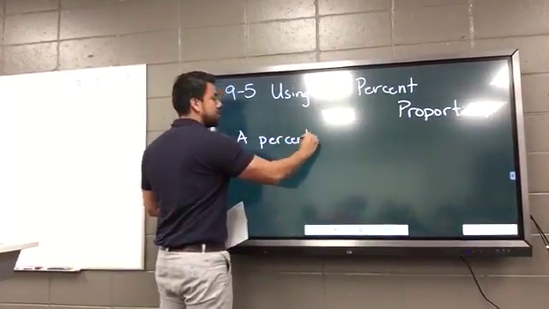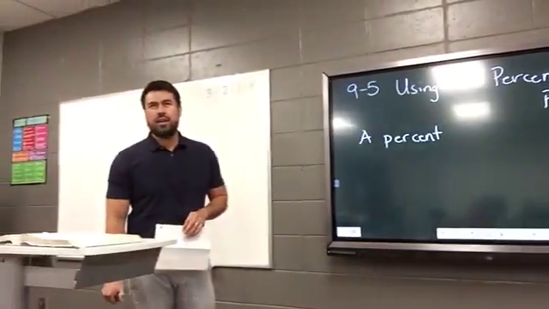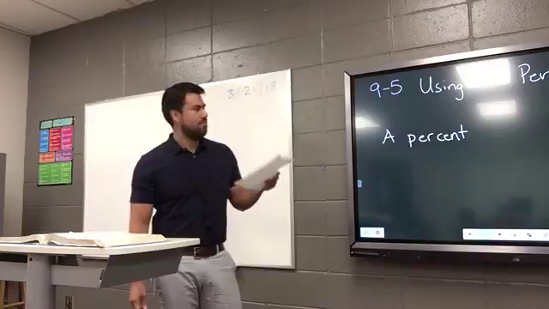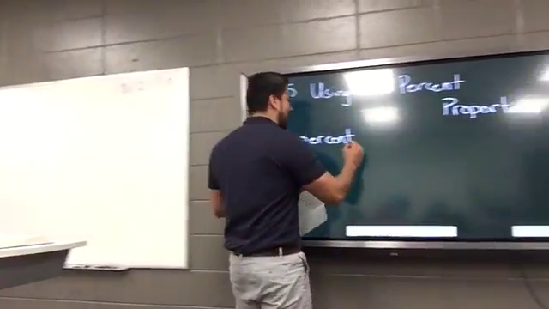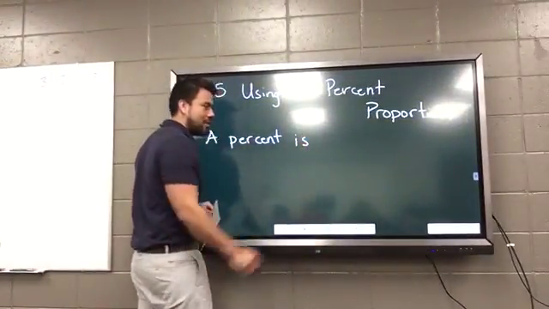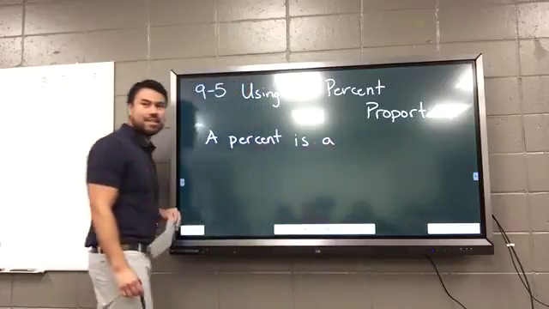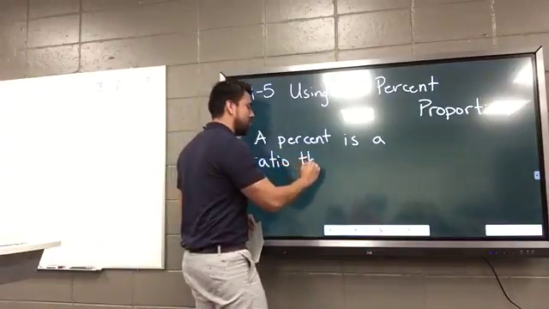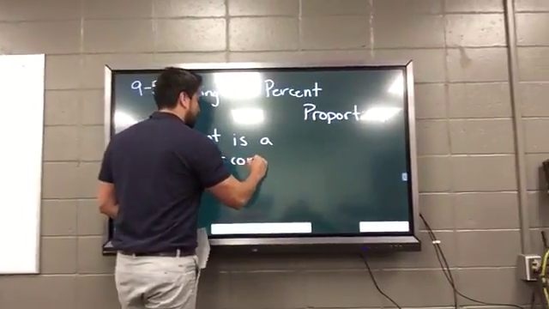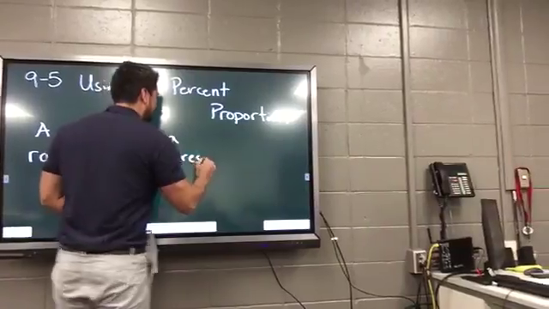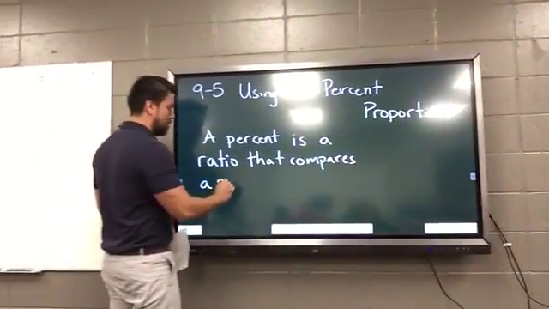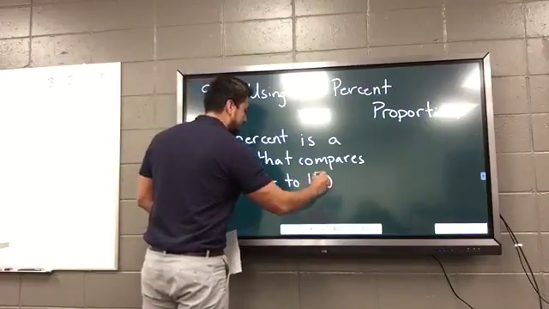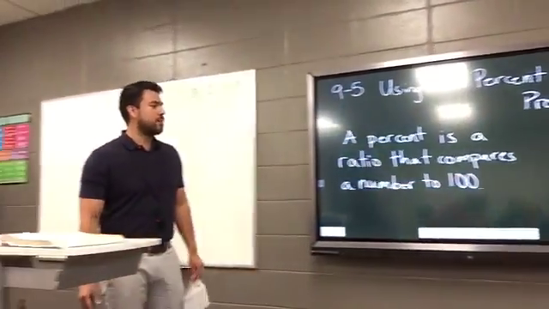Here's where we're going to tie it into the chapter, because what's this chapter all about? It's about ratios, proportions. What does percent have to do with it? A percent, do you know what it is? Someone said it. It's a ratio. It's a comparison of two numbers that compares a number to what? 100. That's it. That's all it is. It's a ratio that compares a number to 100.